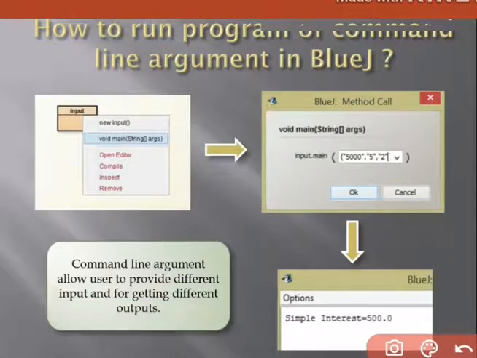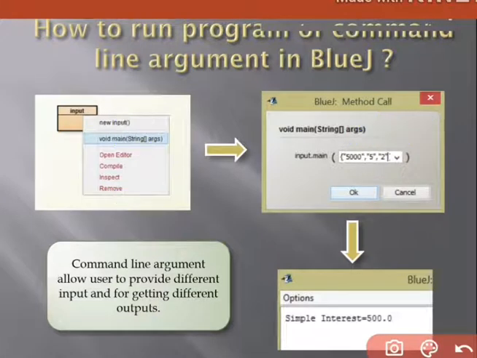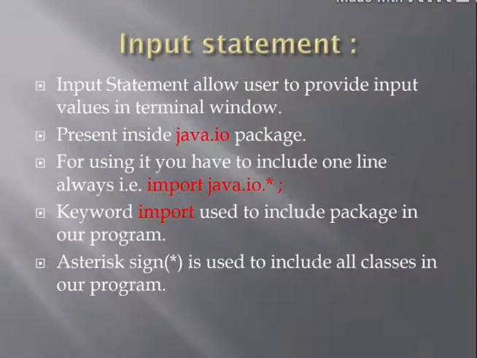And one more thing you have to remember, a string is always written in double quotes. That's why 5000 in double quotes, 5 in double quotes and 2 in double quotes. You have to remember that. And everything is present inside curly braces. After that, press OK. And after OK, you get an answer, that is 500.